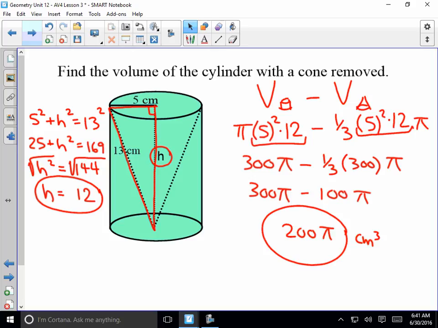If you're dealing with a pyramid, just remember whatever shape your pyramid base is is what you would fill in for your area of the base, and then just multiply by the height of the object.